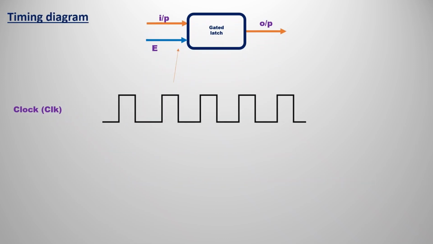First we are going to pass a clock signal in the enable line. Then we are going to pass the input pulse in the input line. Then we are going to compare the clock and input so that we are able to judge the output signals.